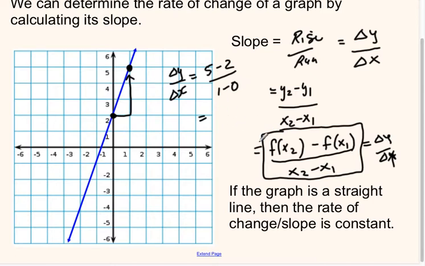Notice also it's really f of x2, because x2 is this point here, f at 1 is 5, and then f of x1 is right here, that first point. f at 0 is 2, and that's the value right there. So we got 5 minus 2 over 1, so this is 3 over 1, which is 3. So the slope of that line is 3. And make a note here that for straight lines, the slope is a constant number. It's always the same. The rate of change is also a constant.